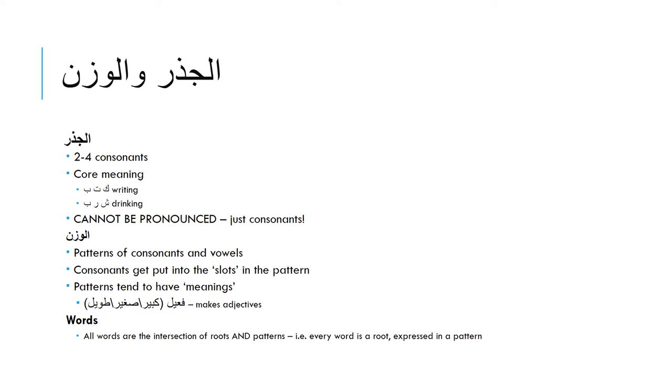Also, patterns tend to have meanings in the sense that they make a certain kind of word out of the core meaning of the jadr, all right? So fa'il, remember we use that notation to indicate meanings, makes a lot of adjectives. So kabir, kabara, is a root that has a whole lot to do with bigness or greatness, largeness, right? Sa-ra has to do with smallness. But we can't say small, but it's going sr, right? You have to say an actual word, sagir, right? Same with tawil, all right?